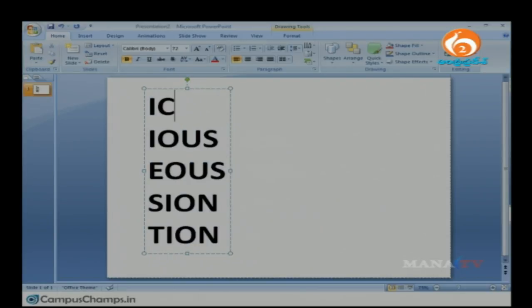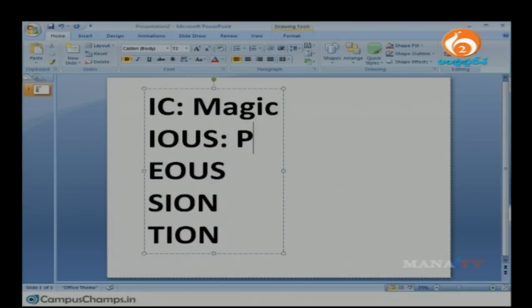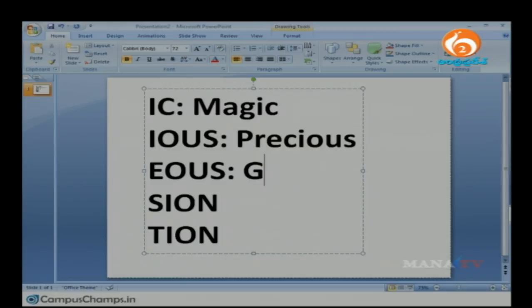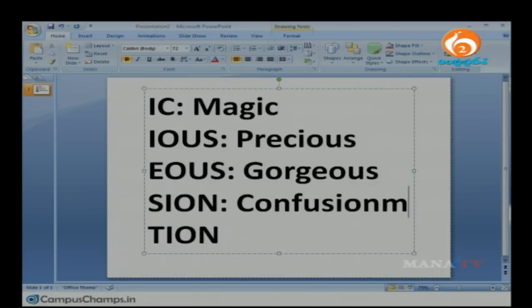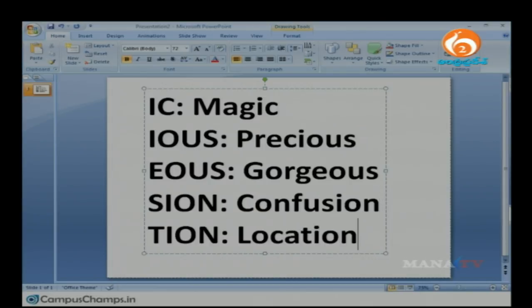What do we mean by word ending? For example, I have the word magic. For example, I have the word precious. I have the word gorgeous. I have the word confusion. And here I have the word location, pretty much the example that I gave you.